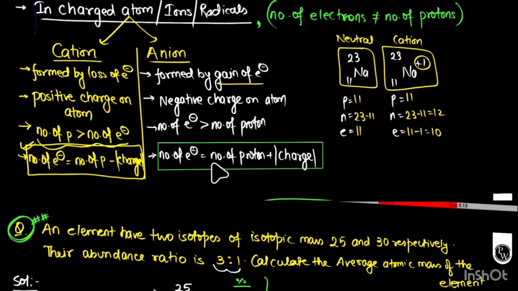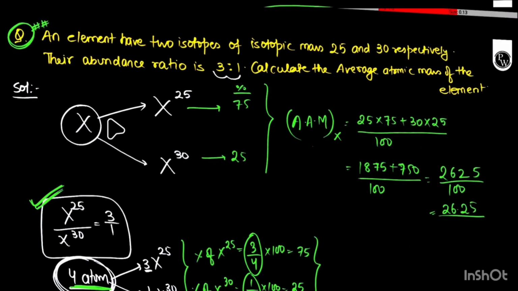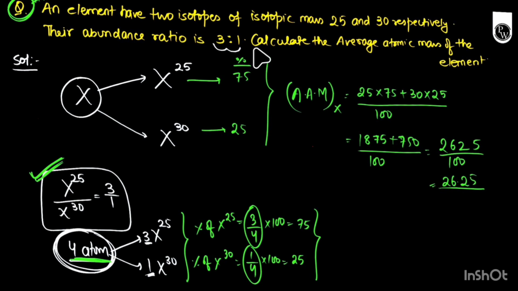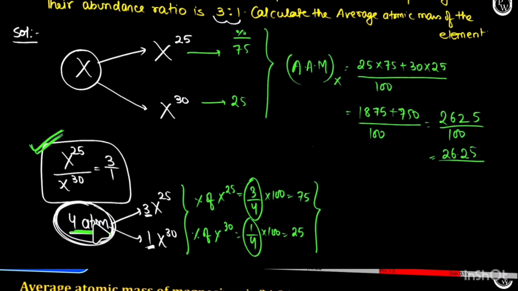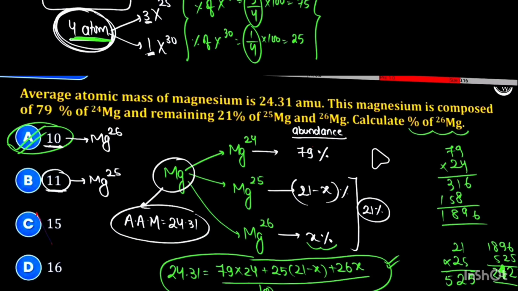Now we can see the question: an element has two isotopes of isotopic mass 25 and 30 respectively, and their abundance ratio is 3:1. Calculate the average atomic mass of the element. The key points of this question are mentioned here. The 3:1 means 3 plus 1, we have to add it, that will be 4 parts, right? That means 3 times 25 and 1 times 30, divided by the total, that means 3 by 4 and 1 by 4 in the same way. So by this we can apply this formula, and we will get the answer of this question.